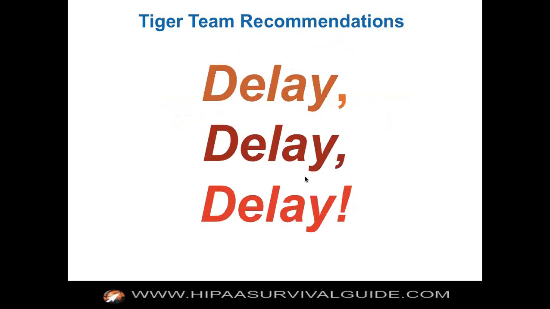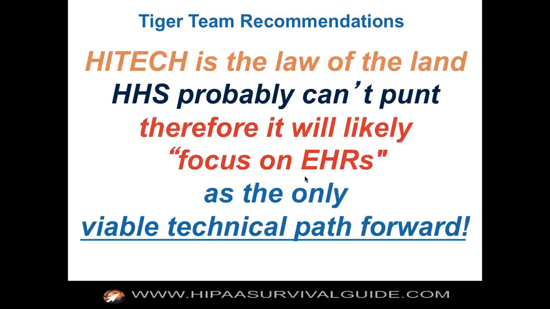Now I happen to agree that certainly delaying is better than proposing something that's going to have huge negative unintended consequences for a problem that may not even exist, given the fact that the amount of disclosures have been negligible heretofore, right? So that's sort of the dilemma. But here's the problem that HHS has. It's long overdue. HITECH is already law. HHS probably can't punt, and therefore it'll likely focus on EHRs, and it may back off from this access report, and it may go back to focusing on EHRs and maybe forgetting this whole designated record set thing, which was their attempt to sort of limit the scope.